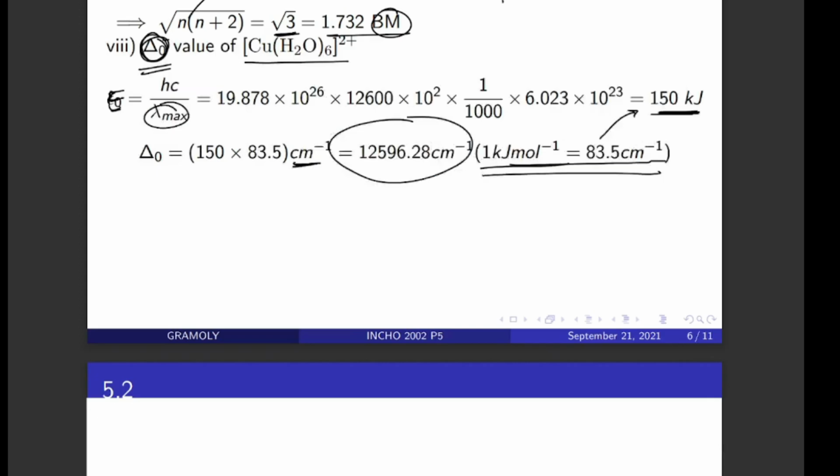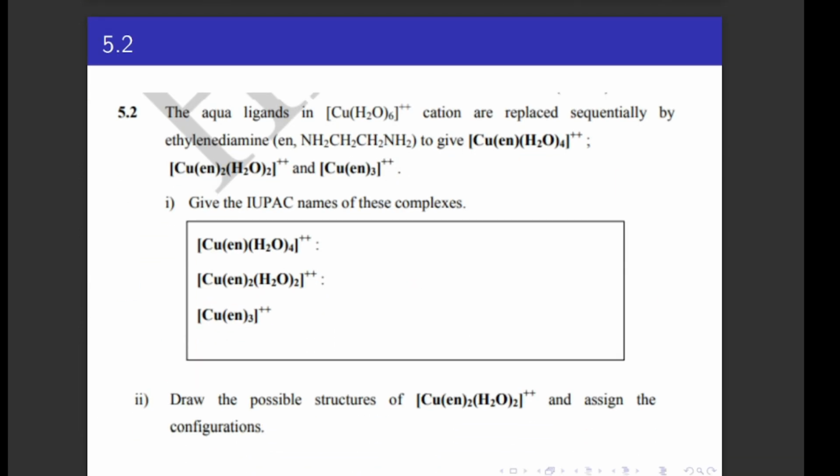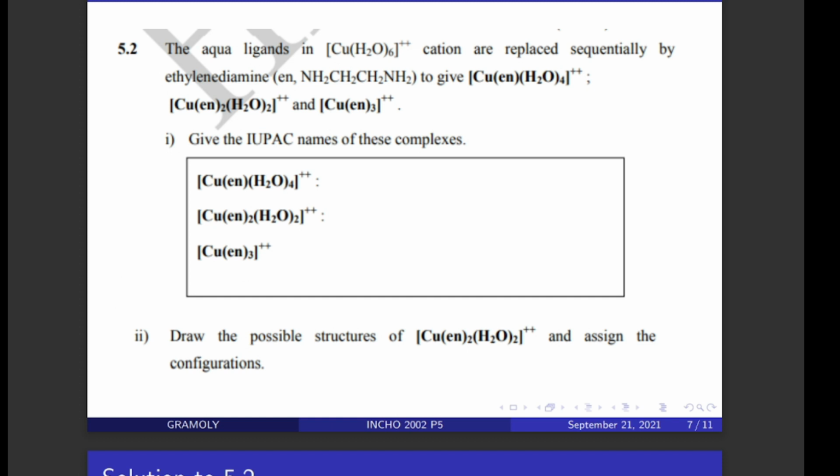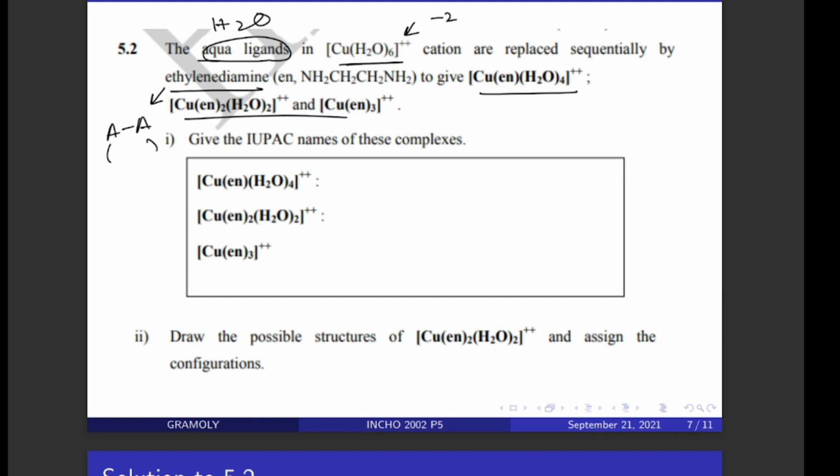So let's dig into part 2. In this part 2, there is again the hexa-aqua complex of copper. What is being done is that we are replacing the aqua ligands, aqua meaning water, by ethylenediamine, which is a symmetrical bidentate ligand, and we get three complexes. Obviously, we are removing 2 water molecules and adding one en molecule in place of that. So first 2 water molecules are removed, then 4, and subsequently all.